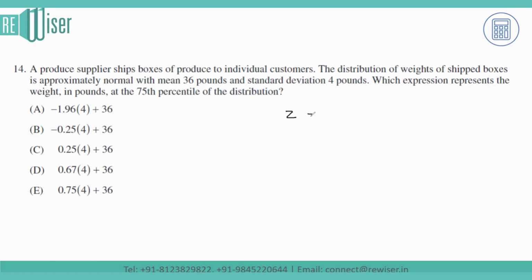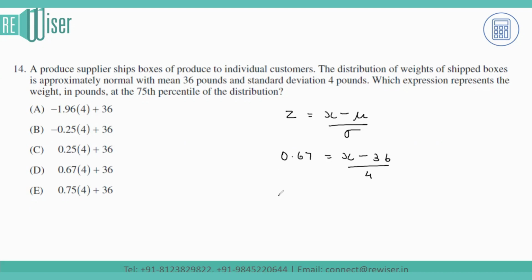So we know that the formula for the z-score is given as x minus mean divided by the standard deviation. So here, for the 75th percentile, the z-score is 0.67, and that equals x minus mean divided by the standard deviation, which is given as 4.